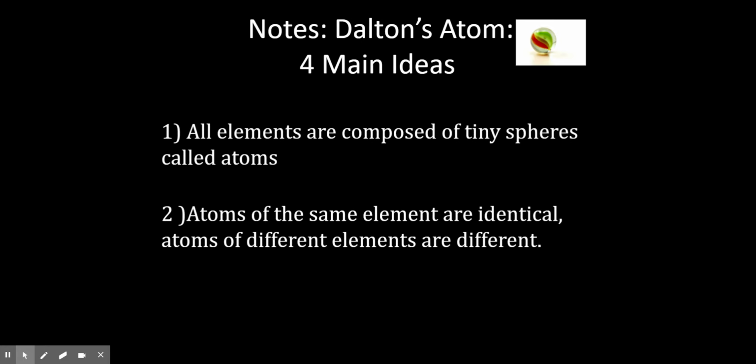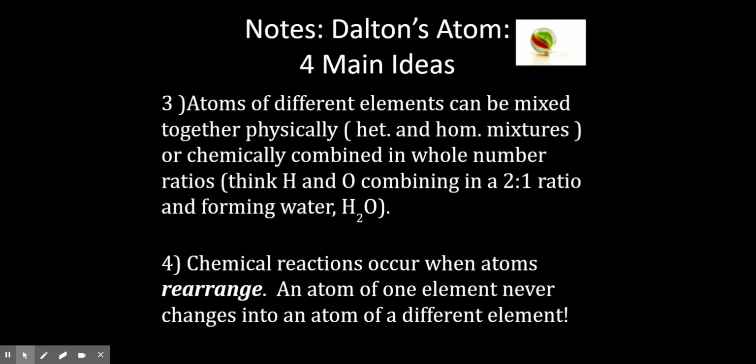Premise number 1 is that all the elements are composed of tiny spheres called atoms. He said the atoms of the same element are identical and atoms of different elements are different. We know even today that that's somewhat true. All atoms of the same element, for instance, have the same number of protons. He said that atoms of different elements can be mixed together physically, which relates to heterogeneous and homogeneous mixtures, which we talked about in the previous unit, or they can be combined chemically, which we talked about as compounds. And those chemical combinations are always in whole number ratios.